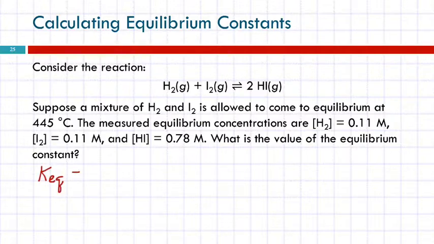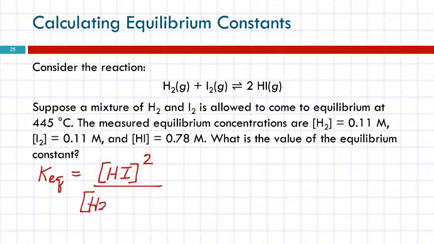So Keq is the concentration of the product. Here there's only one. It's in the gas state. So we've got HI. And the coefficient is 2, so that's going to be squared. And that's going to be divided by the concentration of the reactants. So we've got H2 times I2. And both of those have coefficients that are 1, and so their exponents are 1. So I've got this equilibrium expression. In this problem, they're giving me the concentrations, and so I'm going to plug them into my equation.